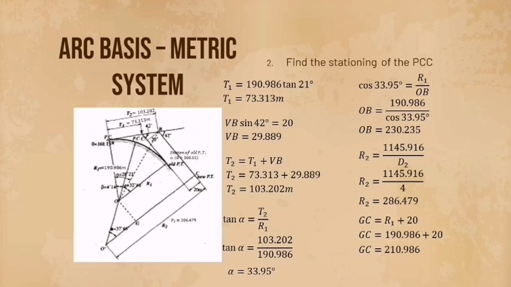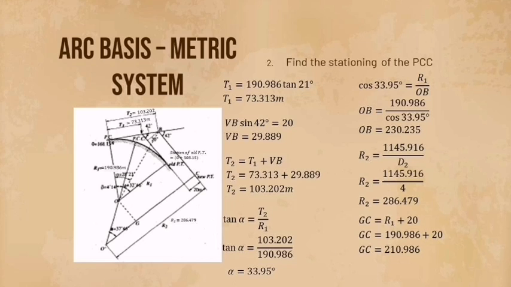So the next one is the OB. cos 33.95 degrees equals R1 over OB. Finding OB, the OB must be outside of the equation. So OB equals 190.986 over cos 33.95 degrees. If we compute that, we will get the answer of 230.235.